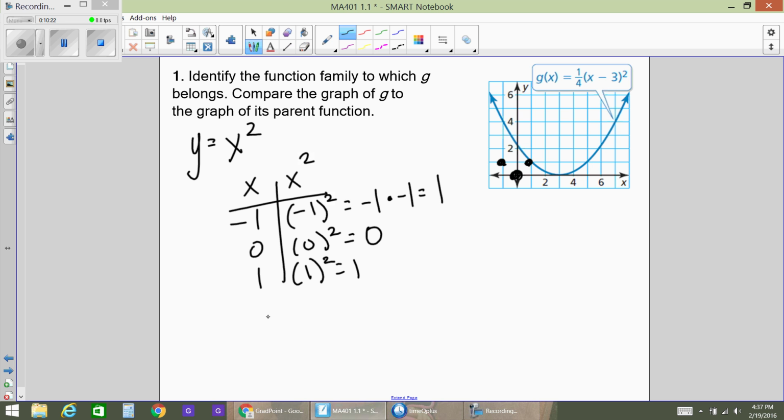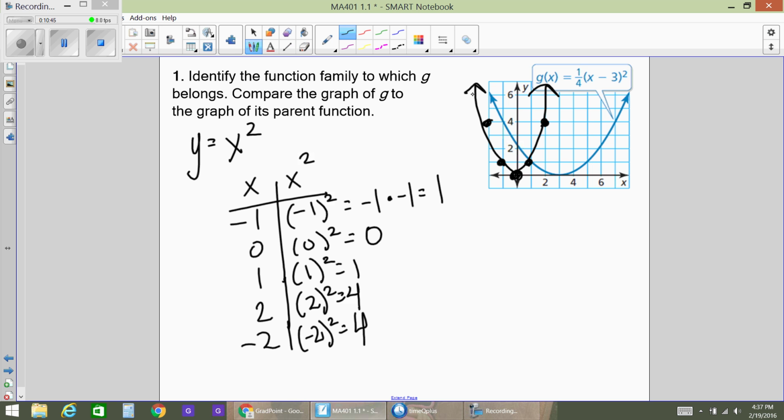So the parent function starts at 0, 0, goes this way. Now let's go ahead and put a 2 in here. 2 squared is 4. And -2, I could do it, but I also know it's going to reflect. It's going to be +4. Okay. Here's our parent function.